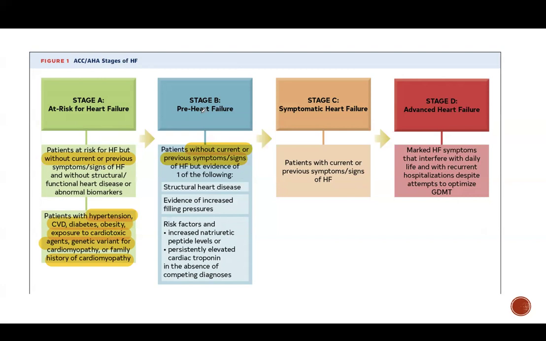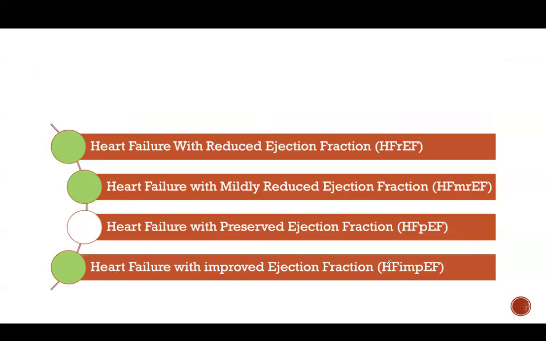Stage B is pre-heart failure, where the patient doesn't have any signs and symptoms of heart failure, but there are structural heart diseases, like evidence of increased filling pressure, or evidence of increased natriuretic peptide levels or elevated troponin levels. So there is evidence of heart disease, but there are no symptoms. So that is stage B. Stage C is where the patient has symptoms of heart failure, and stage D is advanced heart failure, that is, marked heart failure that interferes with daily life activities even after optimized guideline-directed medical therapy.